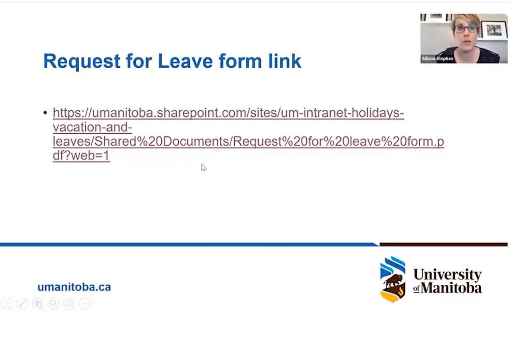Now it's available on SharePoint under hiring and then under leaves and cessations. And then there's some information about how to fill it out.